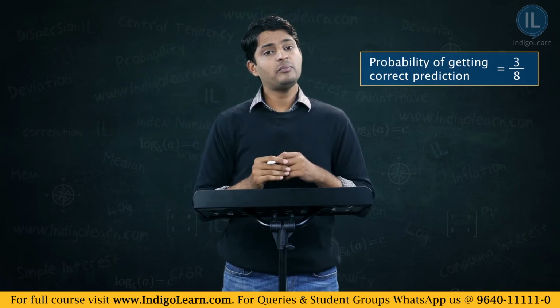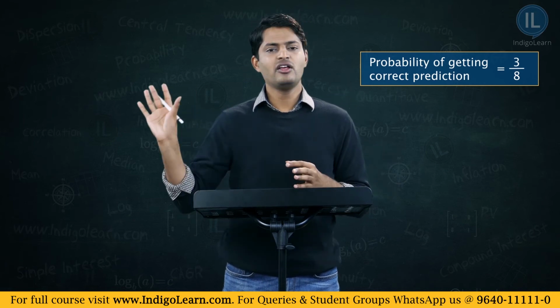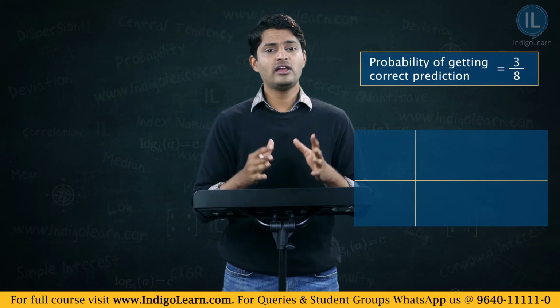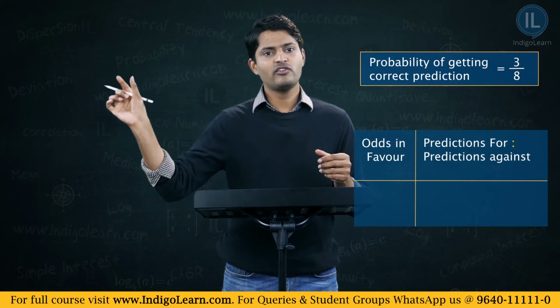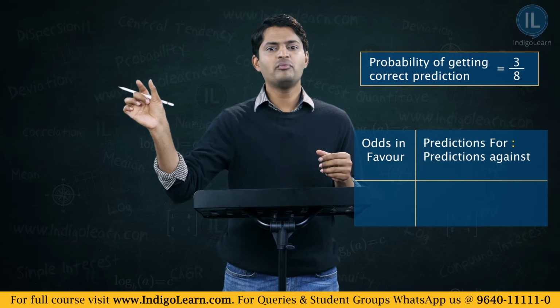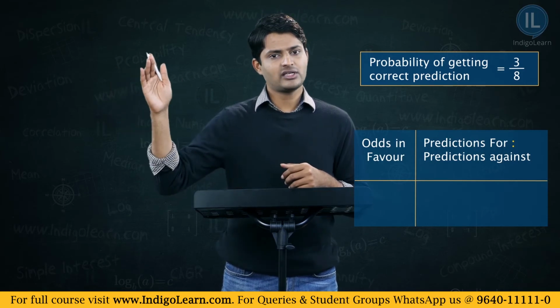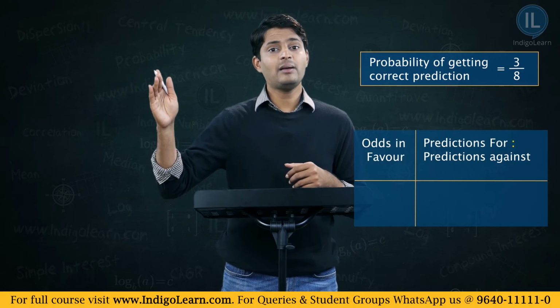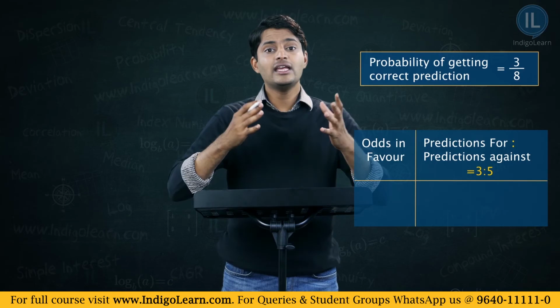So how many predictions am I getting wrong? Yes, 8 minus 3, which is 5. So what are odds in favor? Odds in favor is nothing but the number of predictions in your favor to the number of predictions against you, which is 3 cases I am succeeding, 5 cases I am failing. So it is 3 is to 5. These are called odds in your favor.